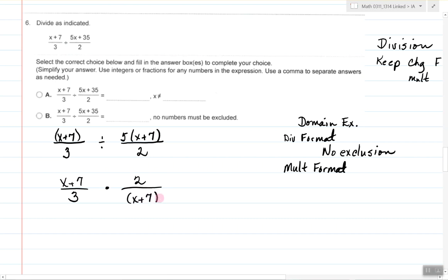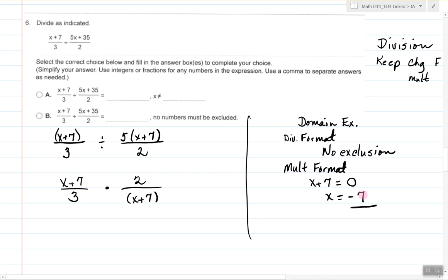You must now go back over here, and in the multiplication format, is there a denominator now that could possibly take on the value of 0? And the answer is yes. If I have x plus 7 equals 0, that would mean x is negative 7, and that is my domain exclusion. So there were none for the division format, but for the multiplication format there was a single domain exclusion.